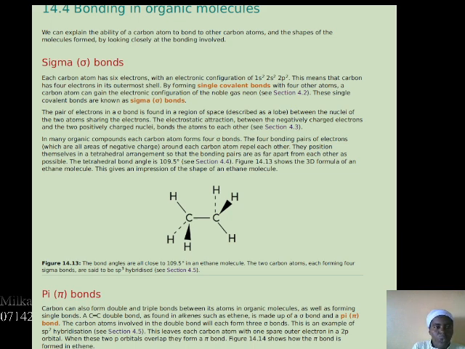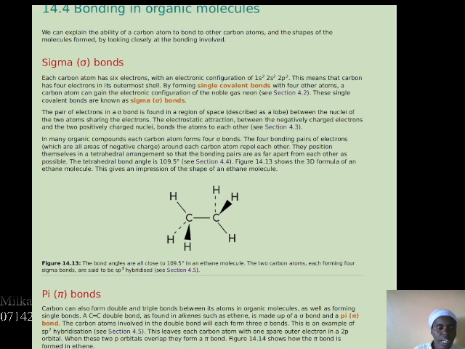So we are going to start with one type of bond which is called a sigma bond. A sigma bond is basically a single bond between a carbon and a carbon atom. There is a pair of electrons in the bond that are found in this region in space. Normally the lobe is between the nuclei of the two carbon atoms that are sharing the electrons. So there is an electrostatic attraction between the negatively charged electrons and the two positively charged nuclei bonding each other.